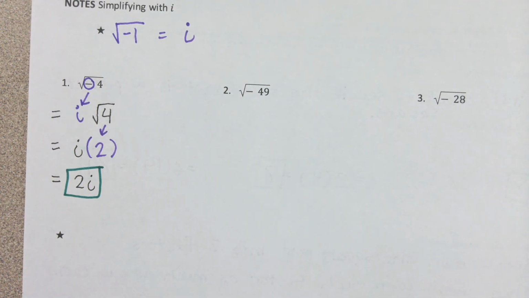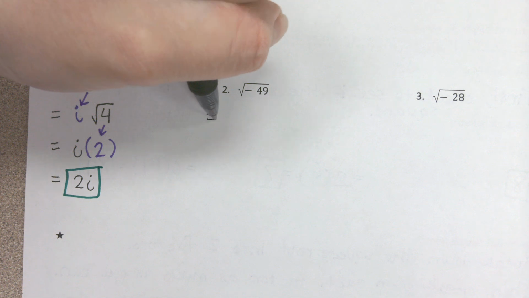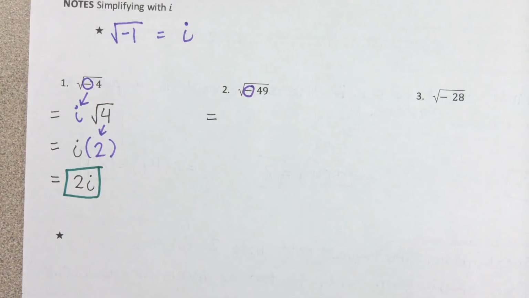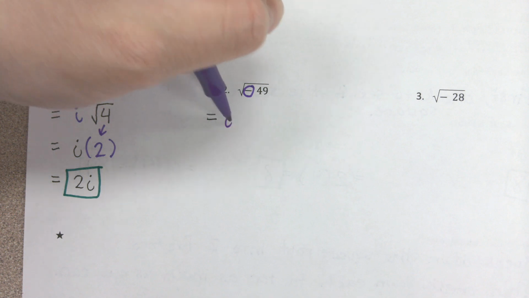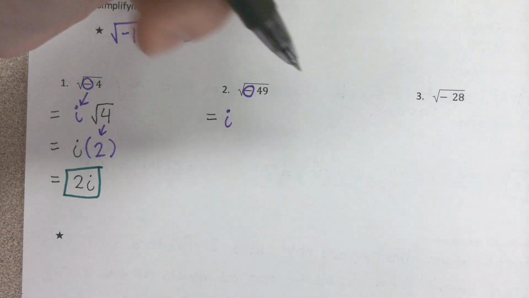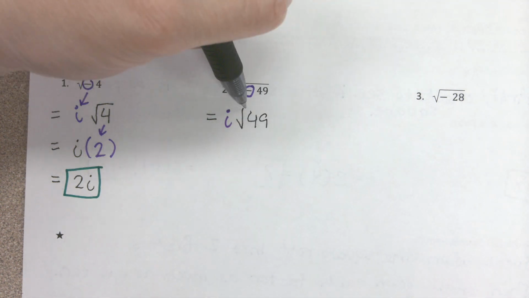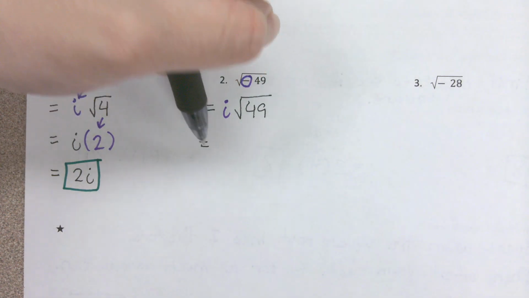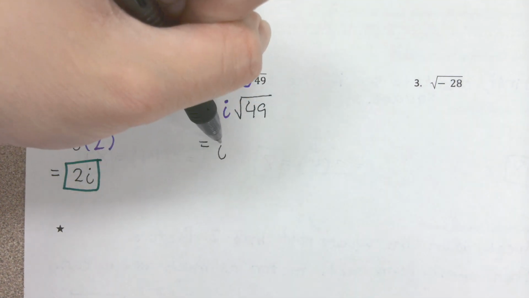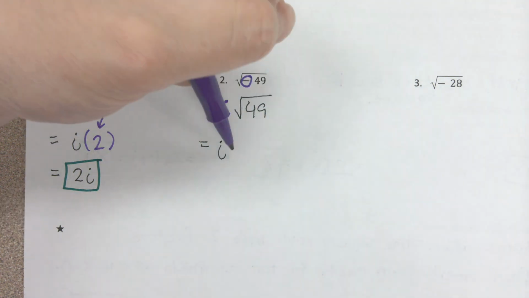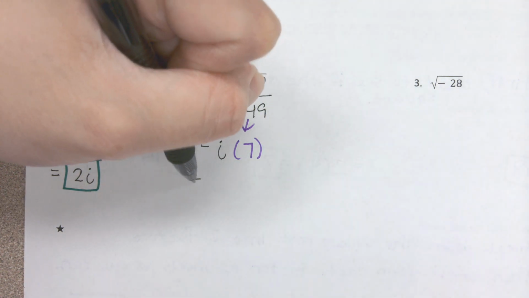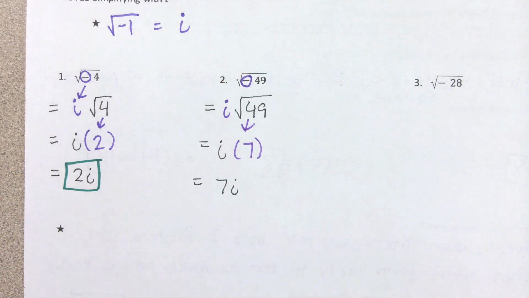We'll do that again on number 2. Same thing. Very first thing you'll do is remove that negative and put it on the outside, and we're actually going to call it i. And we know the square root of 49 is actually just 7. We write our answer as 7i.